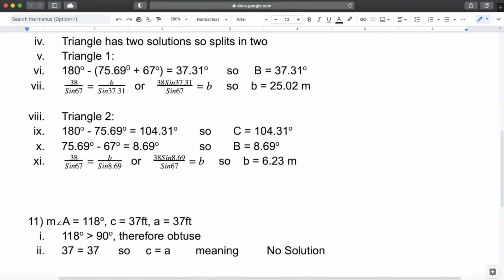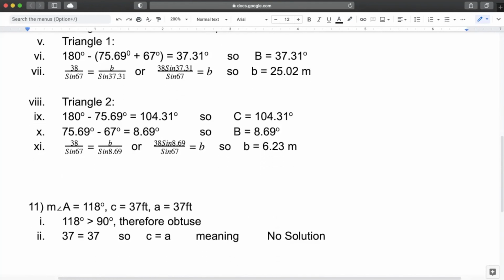Now finally, on to the third problem, and we are again given one angle and two sides. Now this angle is greater than 90 degrees, and therefore this triangle will be obtuse. So when finding the number of solutions for an obtuse triangle, we compare the two sides given directly.